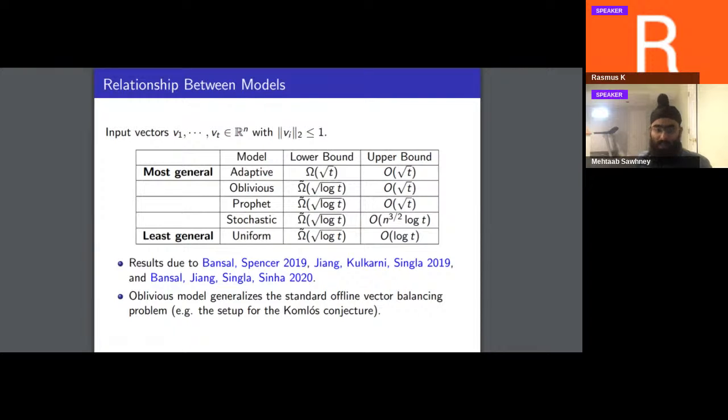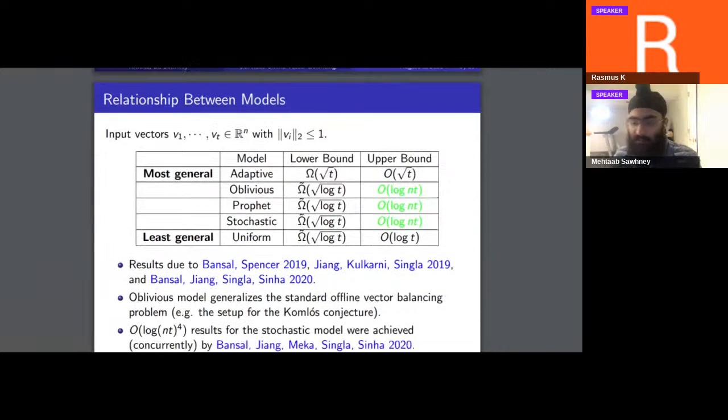And one thing to note is that, unlike the stochastic model, the oblivious model actually generalizes very standard offline vector balancing problems. For example, you can look at the setup for the Komlós conjecture and treat this instead as an online problem. You're probably not going to solve the Komlós conjecture, but you can attempt to get results when your algorithm is supposed to be online instead of seeing all the vectors at the same time.